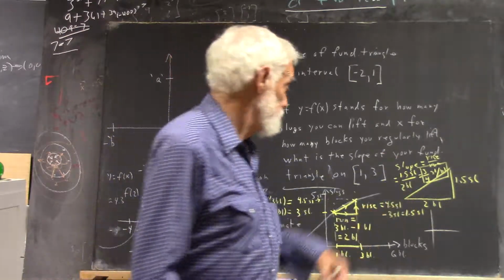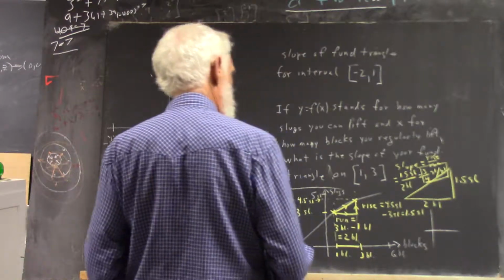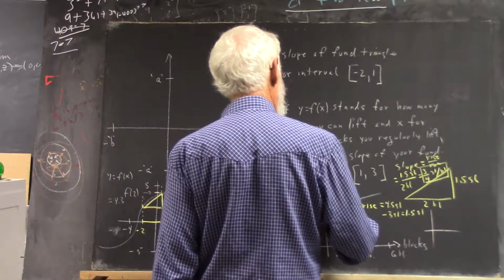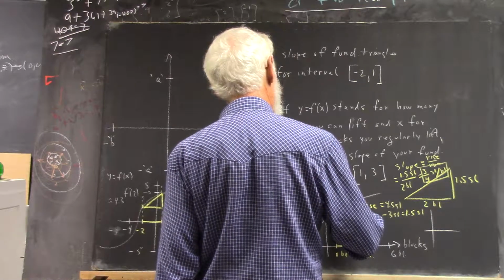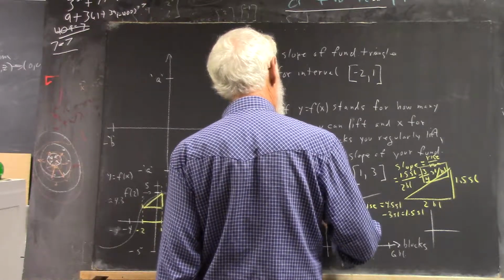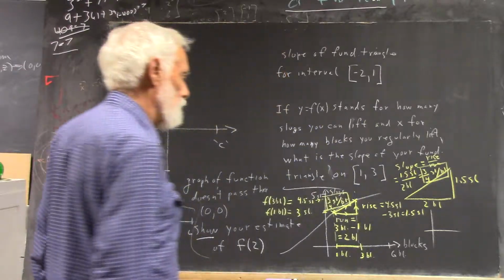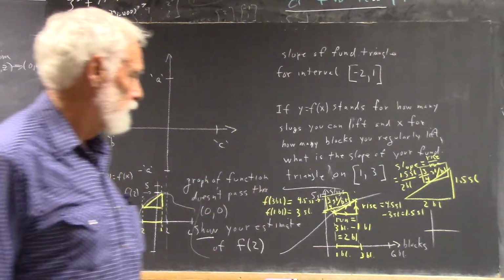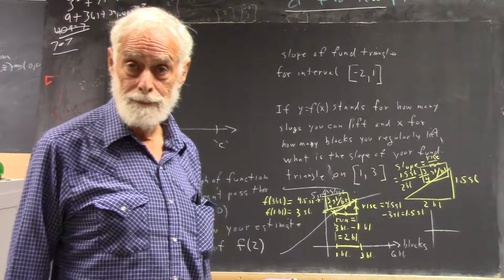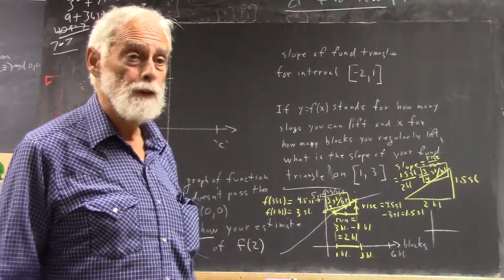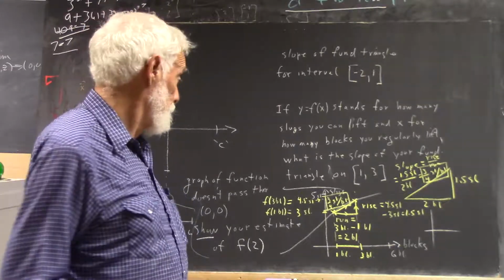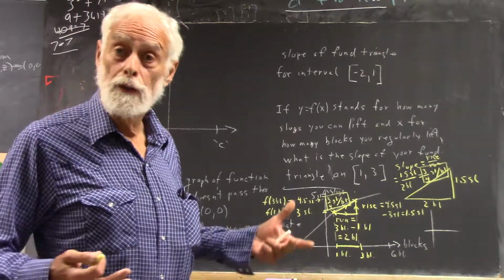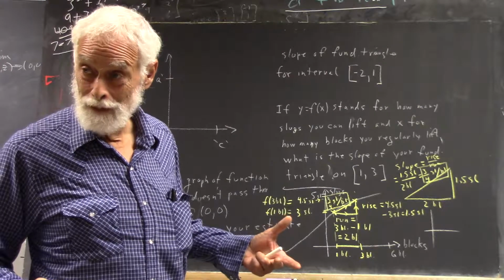Okay? So then you can put in here three-quarters slugs over blocks, slugs per block. Okay? That means for every additional block you lift regularly, you can lift another 3/4 of a slug. Okay?